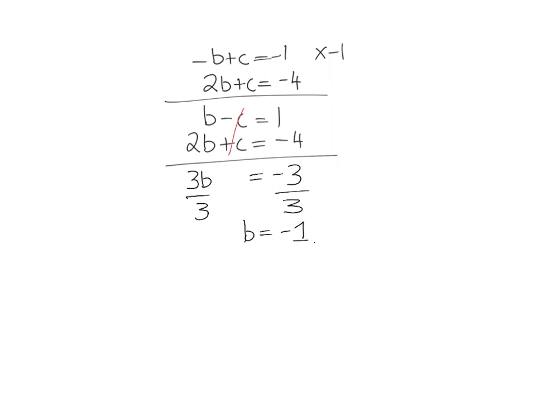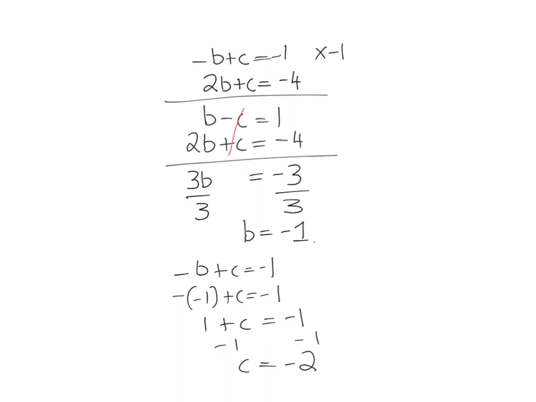Then I know that b is minus 1, so I'm going to write out the formula from the start. So minus b plus c is equal to minus 1. I know that b is minus 1, so this is going to be 1 plus c. And we get that c is equal to minus 2.